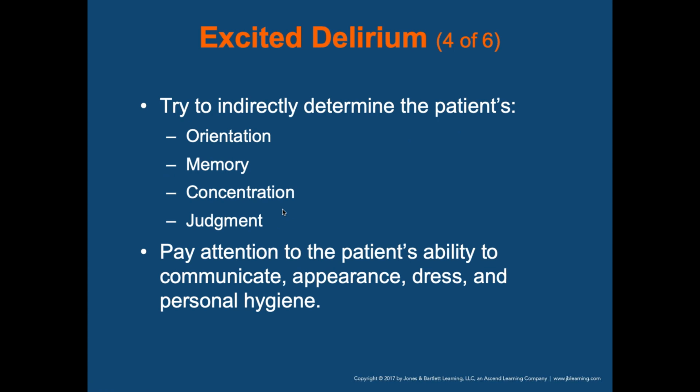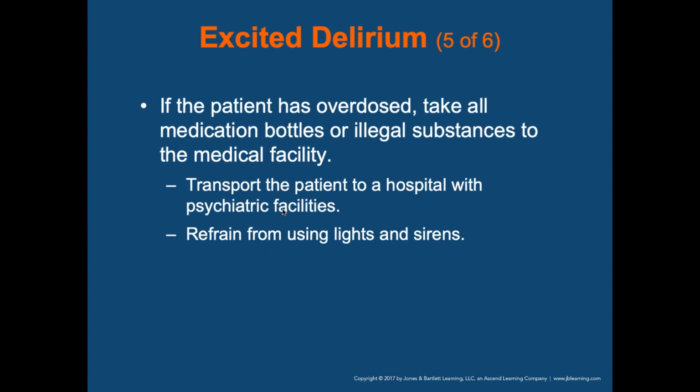So try to indirectly determine the patient's orientation, memory, concentration, and judgment. So pay attention to the patient's ability to communicate, their appearance, the dress, and the personal hygiene. Just look at them and see what's going on with them. And I don't want to say the word judging them, but you want to see how they're presenting to you, how they're dressed, how they look, and things like that to see which way they're going to potentially go.